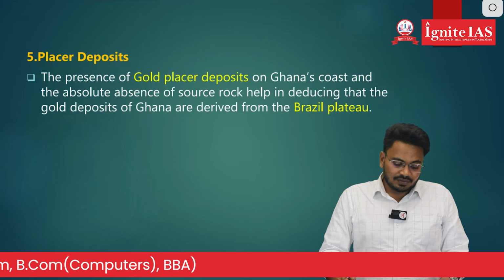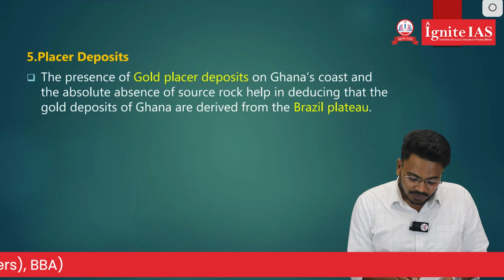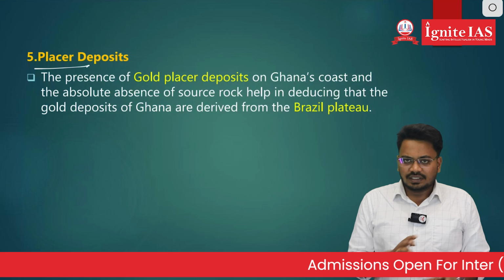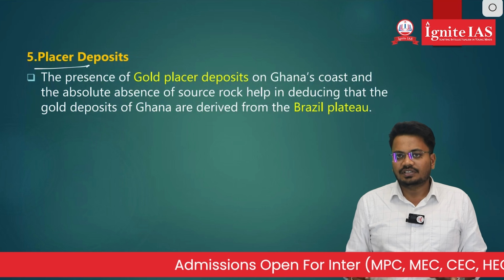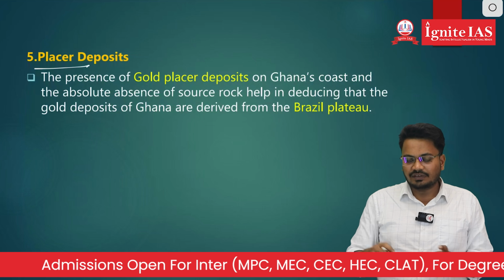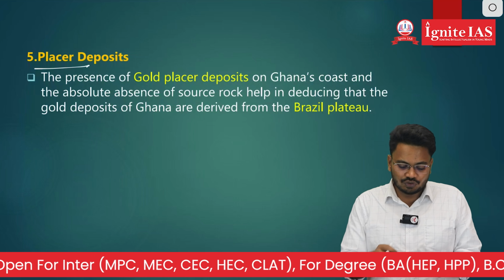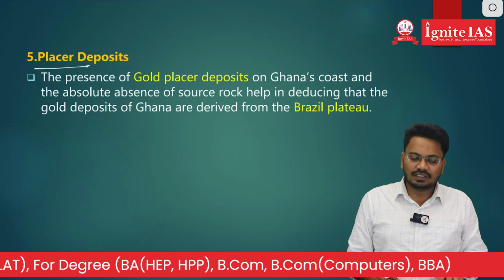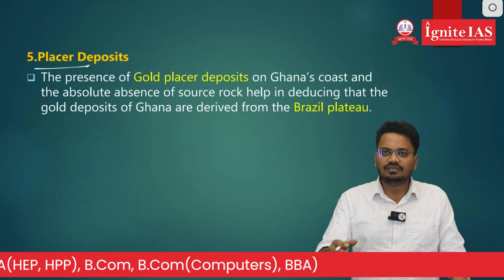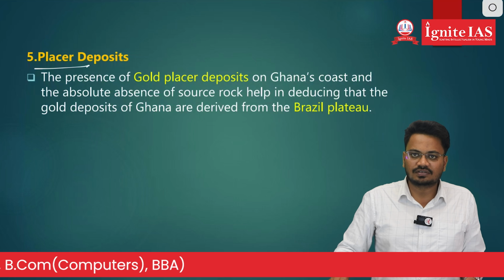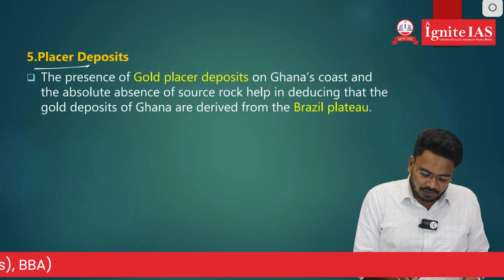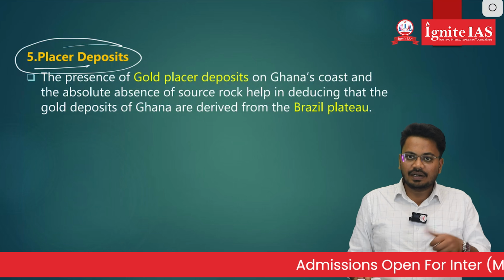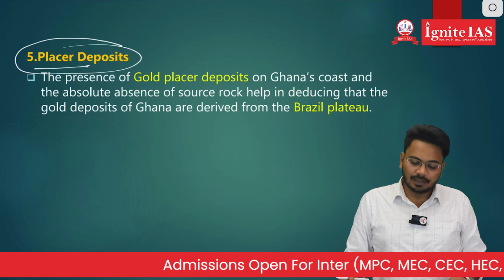Now the fifth evidence which he is showing is placer deposits. So now what is a placer deposit? See, there is a difference between normal deposits and placer deposits. The difference mainly is that, depending upon the place where we find these deposits, we classify these placer deposits and normal mineral deposits, right? So what are the examples of placer deposits? Gold is an example of a placer deposit. Diamond is an example of a placer deposit.